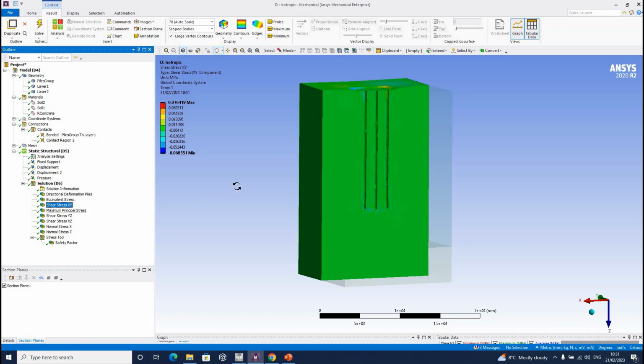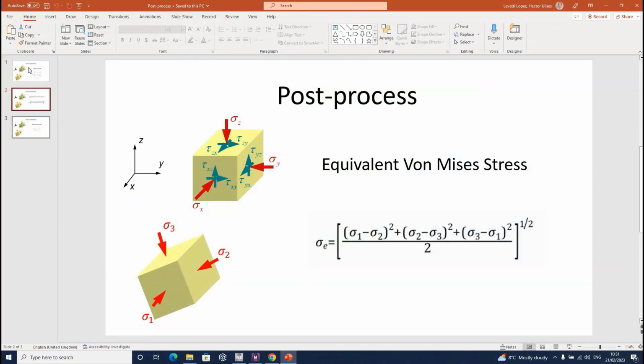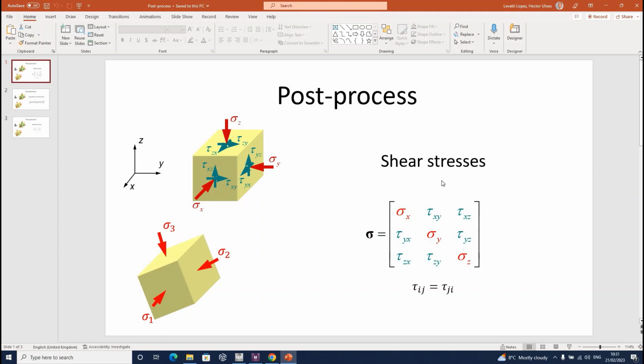shear stresses, for example. Shear stresses can be shown in every direction, because the shear stresses are part of the stress tensor, as you know, which can be represented by this matrix or by this cube with the axial and shear stresses. The shear stresses are symmetric in the stress tensor. So we have three components of the shear stresses in the XY direction, XZ direction, and YZ direction, basically.